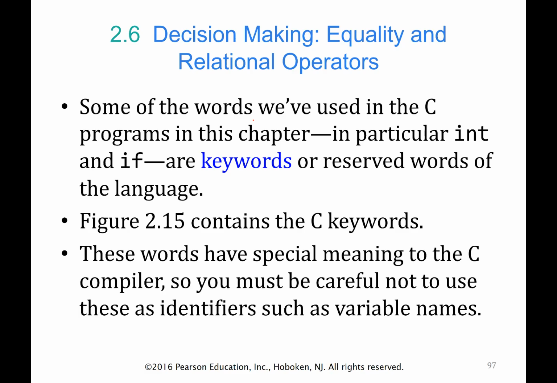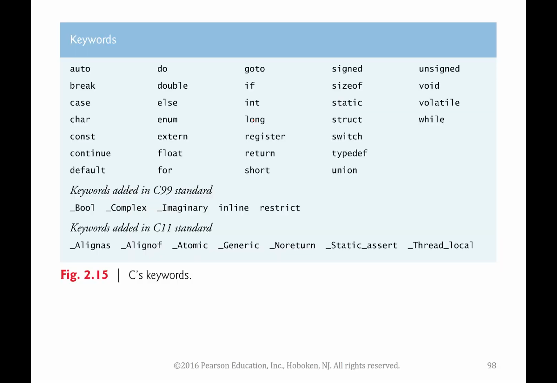Right there. This is an added list of keywords that you cannot use for variable names or function names. Auto, do, goto, signed, unsigned. We haven't covered what these are all for. They'll be covered in later chapters, or most of them. But this is just a list of words you can't use.